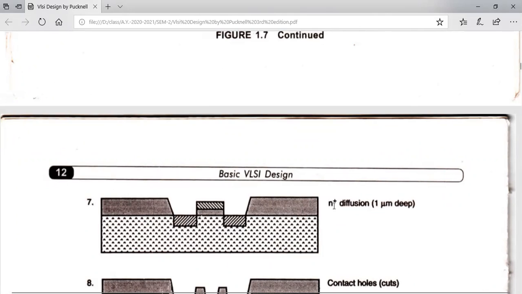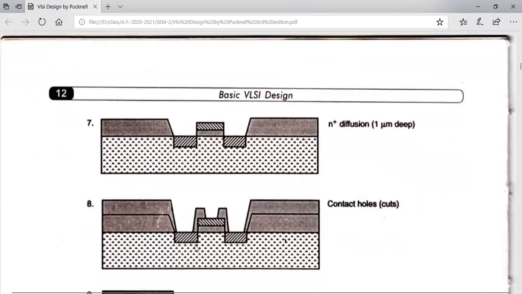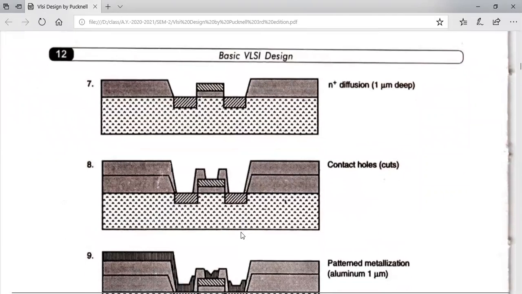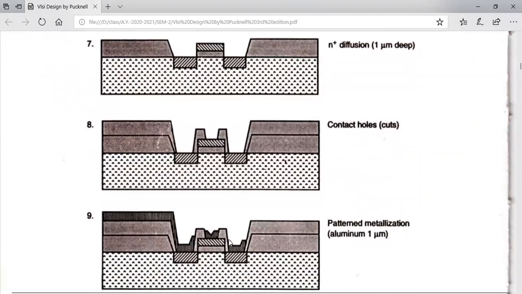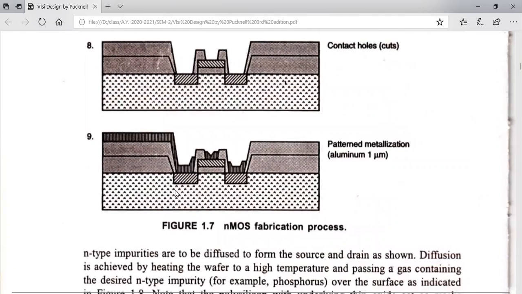By the diffusion process, I have to form the P plus. P plus source and drain has to be formed, so the thing will be formed here. After that, once again, I will be forming the contact holes or contact cuts. In that, with the help of the metallization process, I will be pouring some metal there. So that is the PMOS fabrication process.